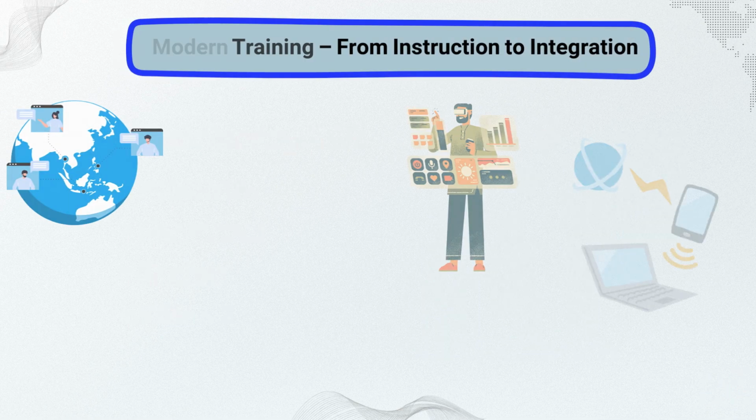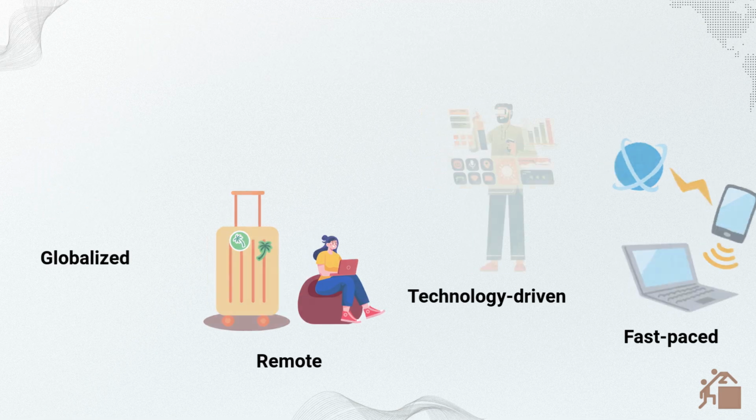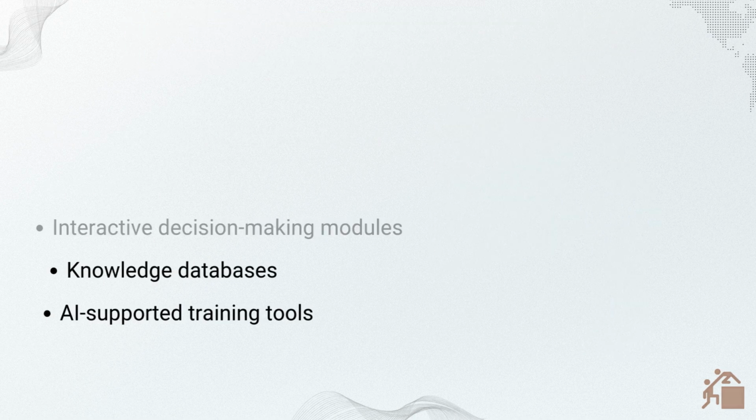Now let's move to modern systems. The workplace has changed. Technology driven, globalized, remote, and fast paced. So training had to evolve, right? Now let's start with computer based training. Computer based training is not just about watching videos, it includes simulations, interactive decision making modules, knowledge databases, and AI supported training tools. Now think about this. When senior employees retire, their tacit knowledge used to live with them. Today, organizations digitalize that knowledge. That is strategic HRD.